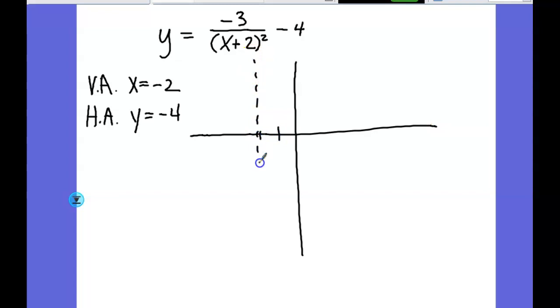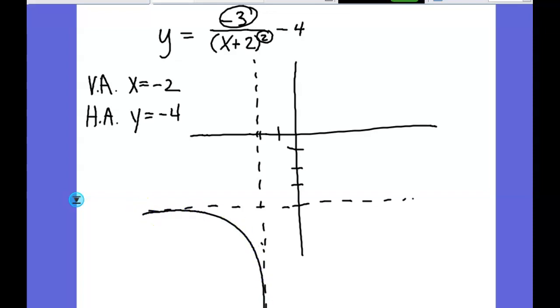Vertical asymptote at -2. Horizontal asymptote at -4. So there's my asymptotes. Next, we're going to look at the shape. See if you can figure out what this shape would be. Since the power is even and the a value is a negative value, it looks like this and this. That's it. Okay, let's do another example.